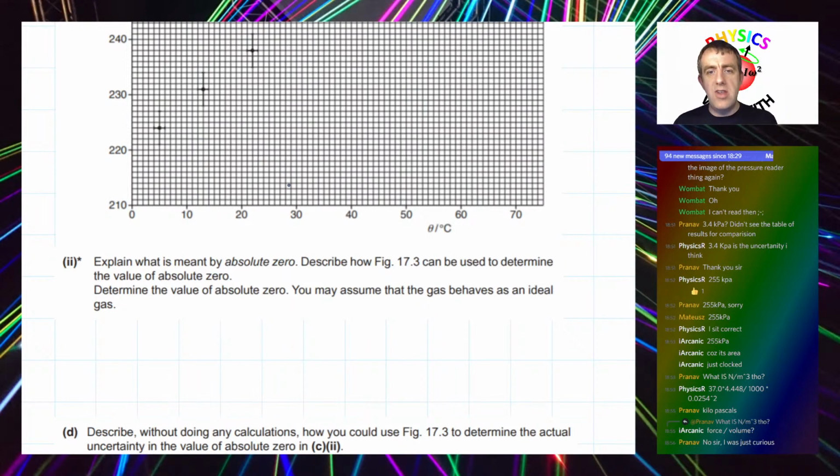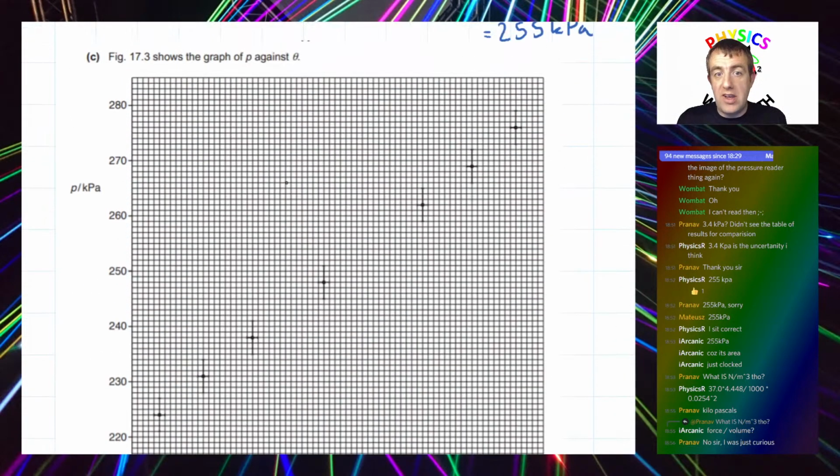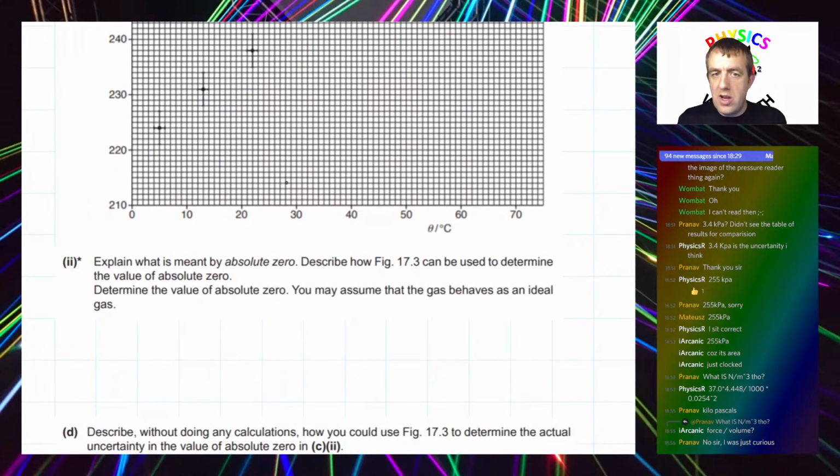So explain what's meant by absolute zero. Fine, we can talk about that. Absolute zero, the lowest temperature that any matter can possibly ever reach, cannot be colder than absolute zero. You can state it, negative 273 degrees Celsius. You can state that the particles have zero kinetic energy at that temperature. Therefore, they've stopped, so there's zero pressure exerted on the walls of a container at that temperature. This is all good stuff that you can include.